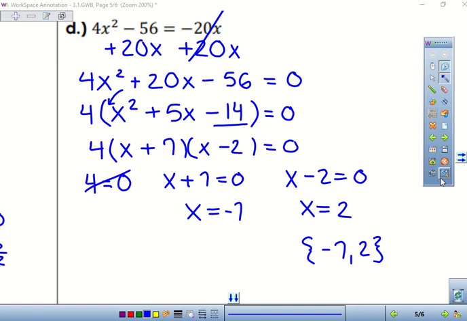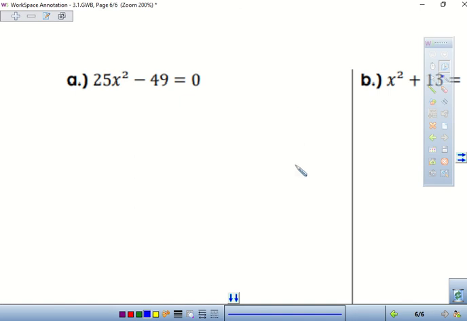Alright, do you guys feel good about the trinomial factoring? Yes. Yeah. Alright, now we're going to learn about the square root method. Okay? So how do we use the square root method? Now you've already learned this is the difference of squares, which you could factor into 5x minus 7 and 5x plus 7. But we're going to learn another method today on how to do that.